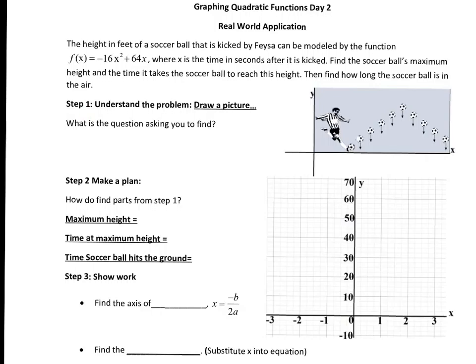Alright, step number one, what you want to do first is make sure you understand the problem. One thing I like to do is to draw a picture. So instead of drawing a picture, I just copy and paste a picture to the right over here. This word problem is talking about Fesa kicking a soccer ball. When you kick it, it's going to go up some height, and then it's going to come back down all the way down to the ground.